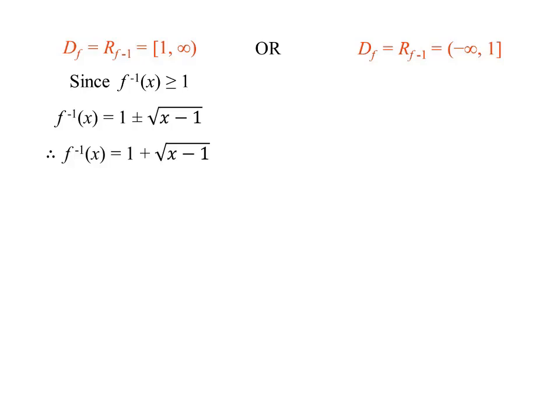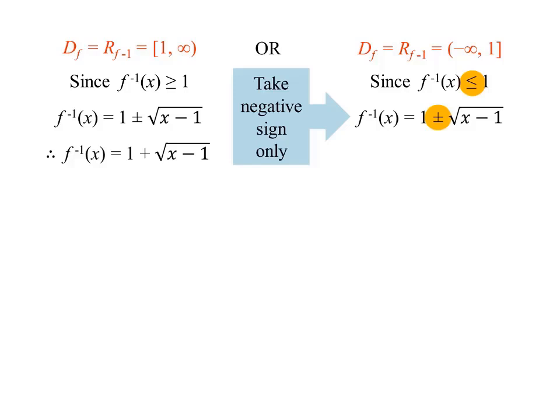The second restricted domain is from negative infinity to 1, and including. The domain of f is the same as the range of the inverse, so f inverse of x can also be written as less than or equal to 1. We also know that f inverse x is either 1 plus the square root of x minus 1 or 1 minus the square root of x minus 1. Considering that f inverse x is less than or equal to 1, here we consider the negative sign only. Therefore, f inverse of x equals 1 minus the square root of x minus 1.